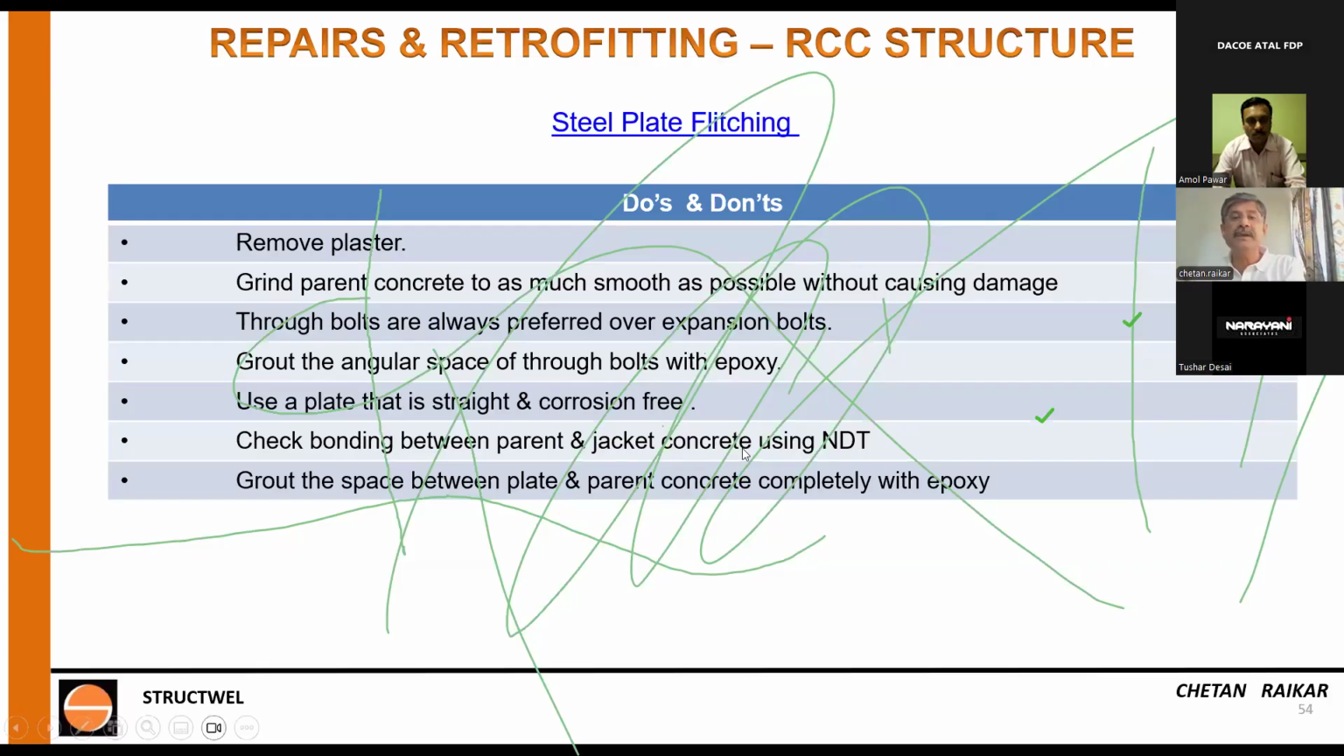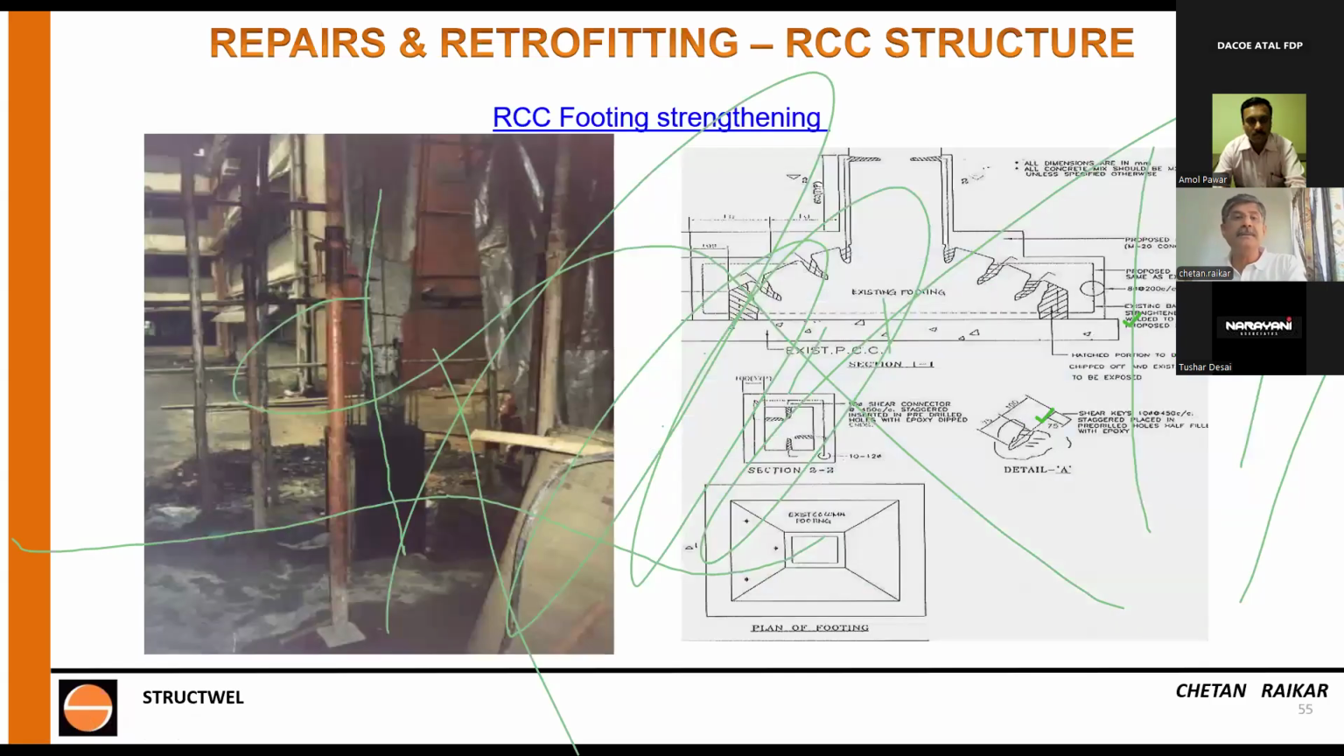Check the bonding between parent and jacket concrete using NDT. Yes, with ultrasonic you are able to check the bond between the old and new. It's very easy. Grout the space between the plate and the parent concrete completely with epoxy. This is very important. This is how jacketing is done.